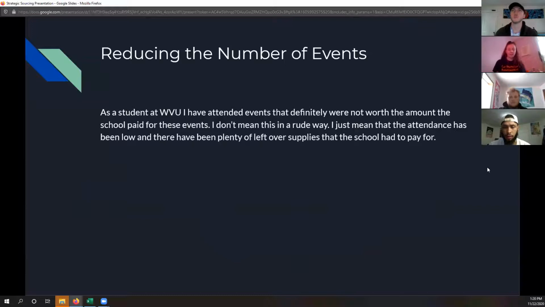As a student at WVU, I have attended events that were definitely not worth the amount the school paid for these events, and this is not about quality, just because the attendance has been so low and there's plenty of leftover supplies that the school had to pay for.